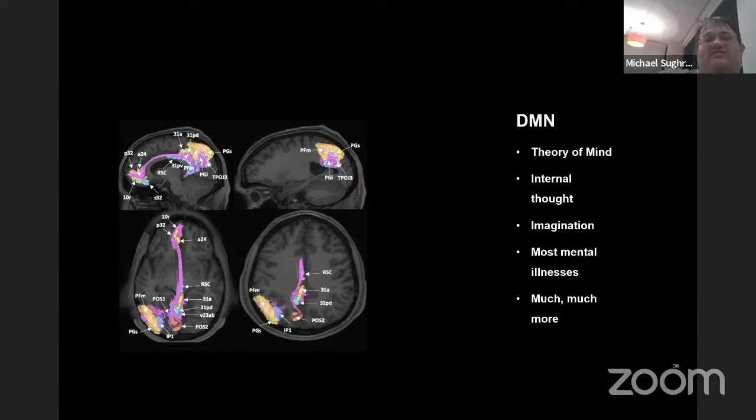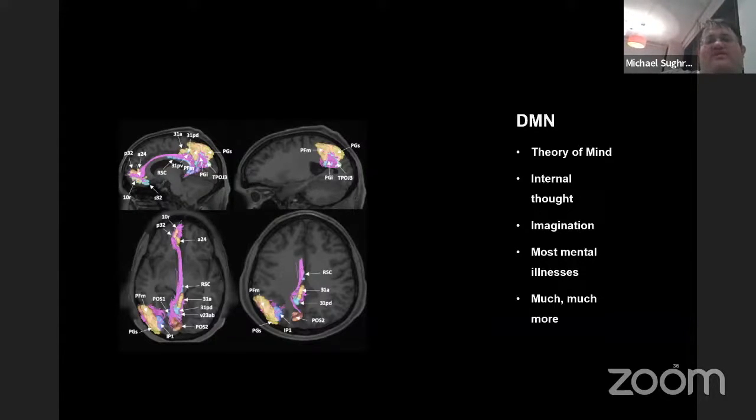And if you had to think, what is the DMN basically doing? It's the closest you have to a soul. If you really want to see where the soul is, when you think to yourself, this is where that's happening. So it does things like theory of mind, which is the idea that you recognize that another person has thoughts that are different than your own, internal thoughts of your own, imagination.